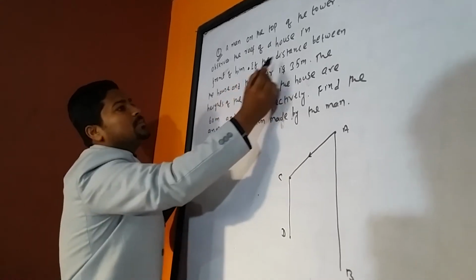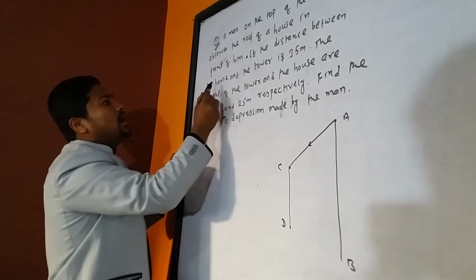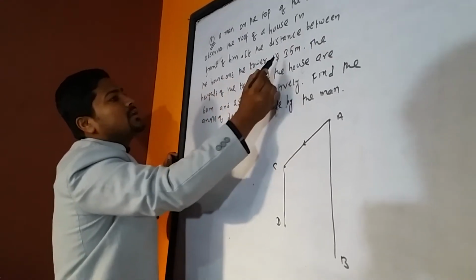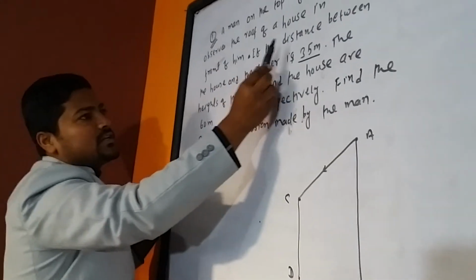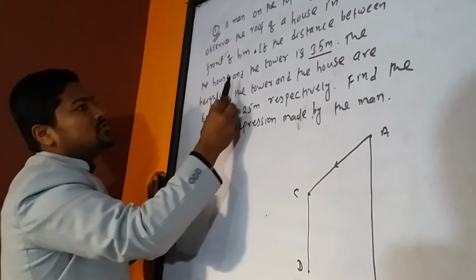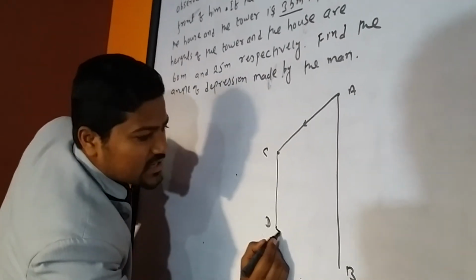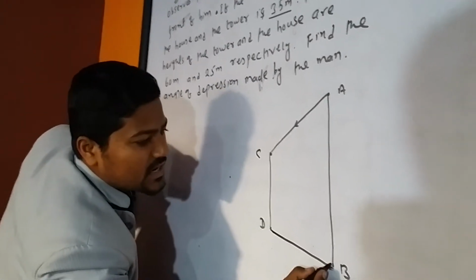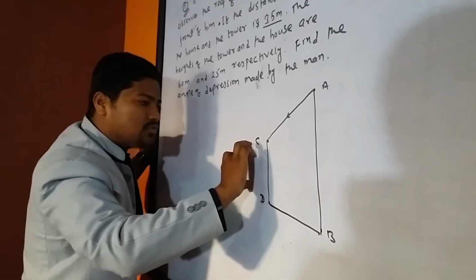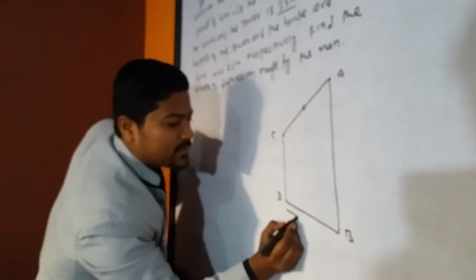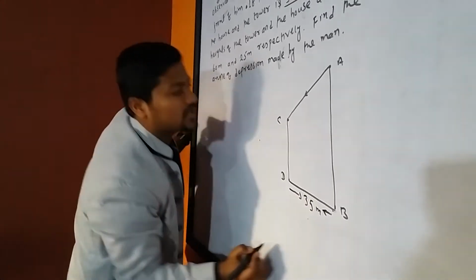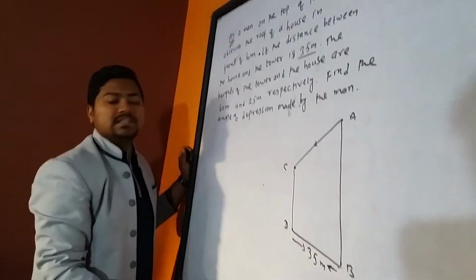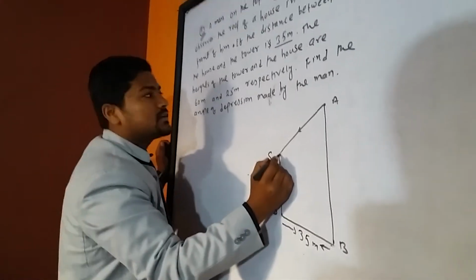If the distance between the house and the tower is 35 meters. Next sentence, what is given? If the distance between the house and tower, this is the house and this is the tower, is equal to 35 meters. So BD is the distance between house and tower.